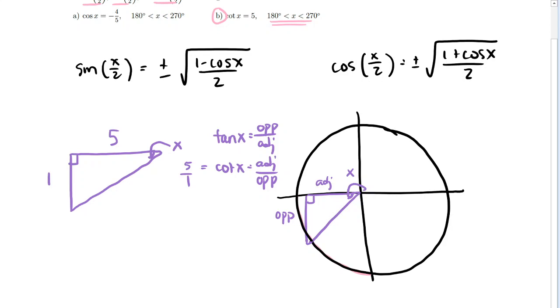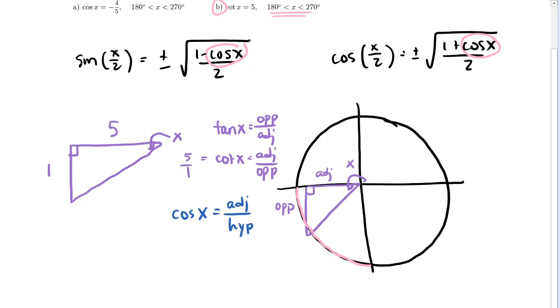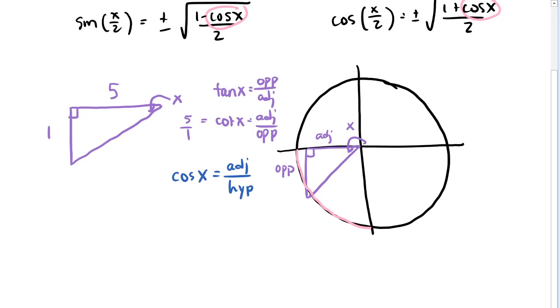And so here, if we can figure out cosine of x, then we've finished our problem. We can evaluate sine of x over 2 and cosine of x over 2. So if we can get cosine of x from cotangent of x, we're done. And now cosine of x is going to be adjacent over hypotenuse. And well, adjacent, we've got it already here. It's going to give us 5. And then we just need the hypotenuse. And this is going to come from the Pythagorean theorem, right?